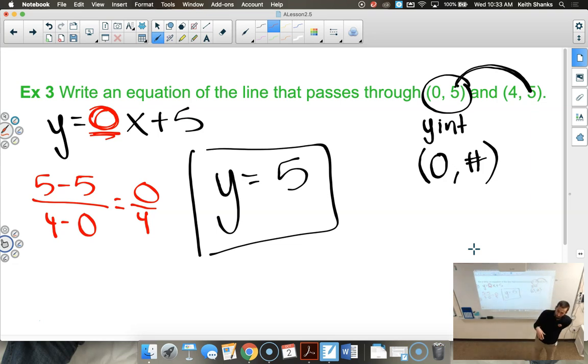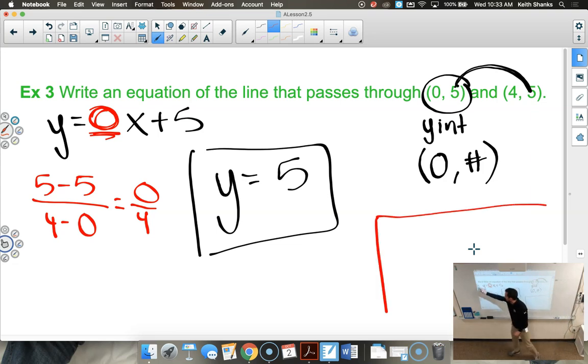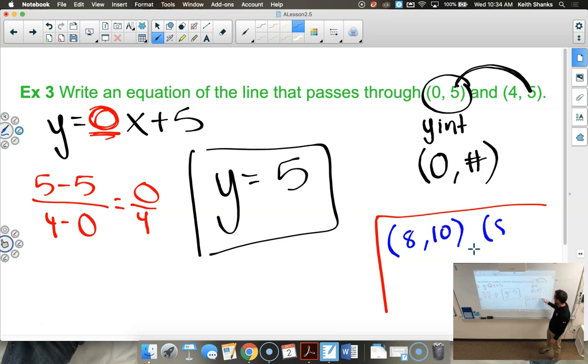What if the x values are the same? What's my equation? That's the slope. But if I ask for the equation of a line? x equals, right? And the slope is undefined. Let me just make up another one. Let's say I took the points 8, 10, and 8, 5. Then my equation would be x equals 8.